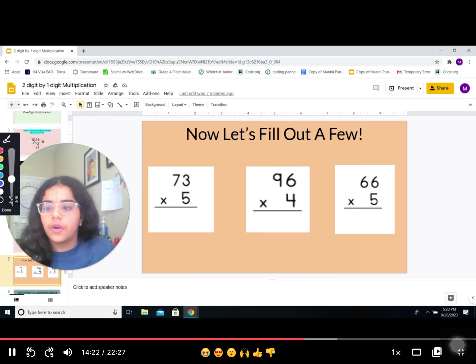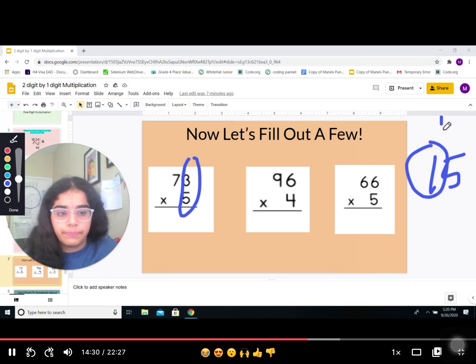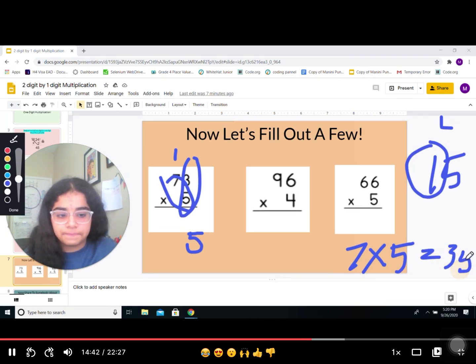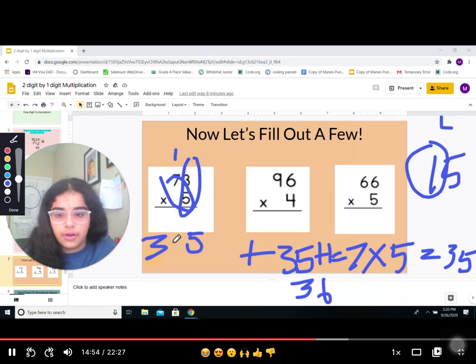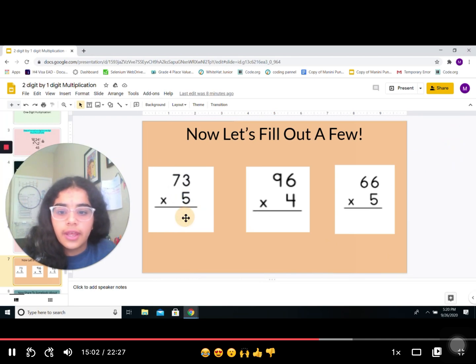What was the very first step, guys? It was to multiply these two, which I know is 15. So I would put my left number up and I would go 1, 5. Then I would multiply diagonally, which I know that 7 times 5 is equal to 35. And then I need to add. So I know 35 plus 1 is equal to 36. So I'm going to put 36. So I know that my answer altogether is going to be 365. So let's go ahead and type that out.